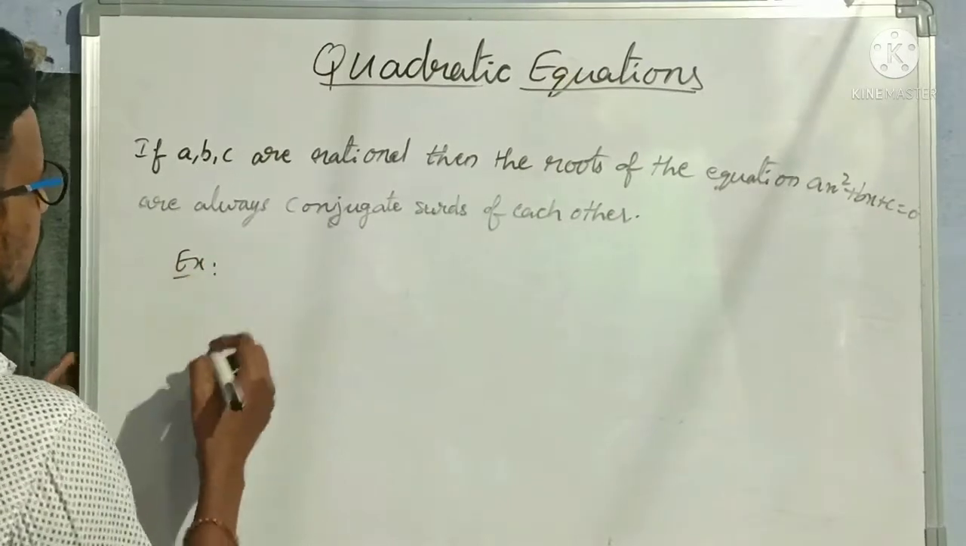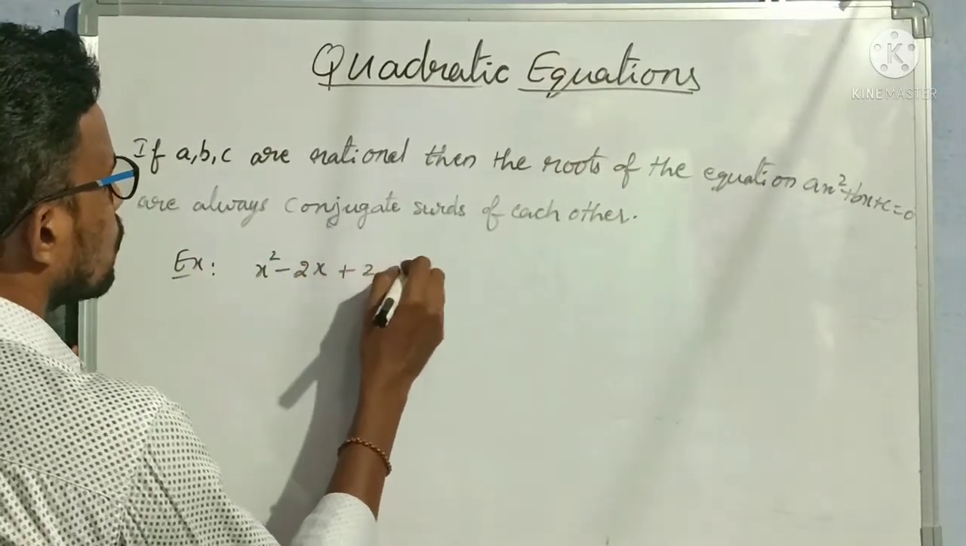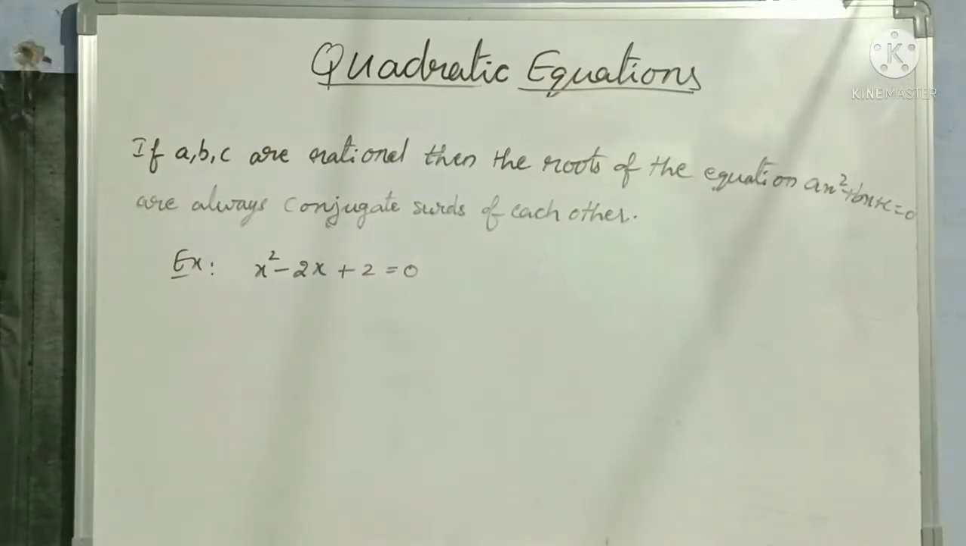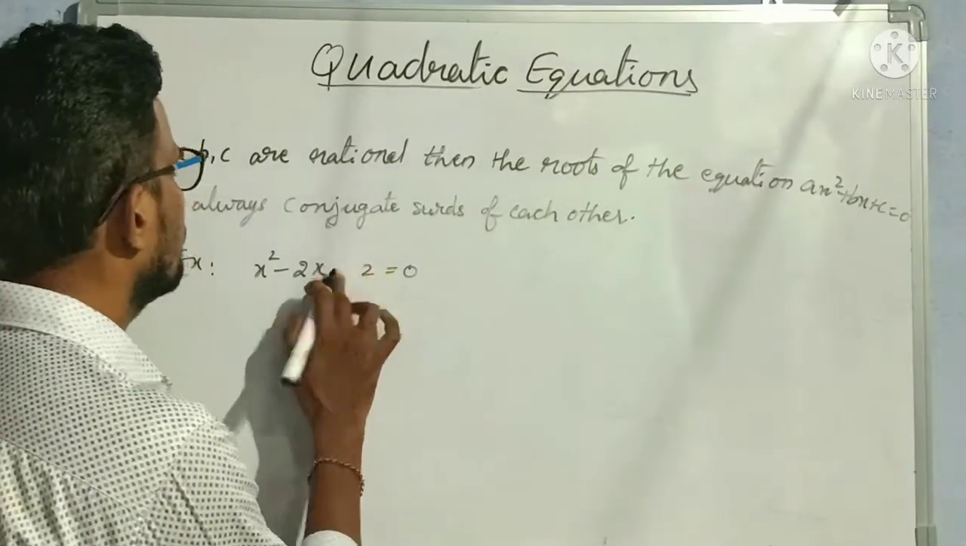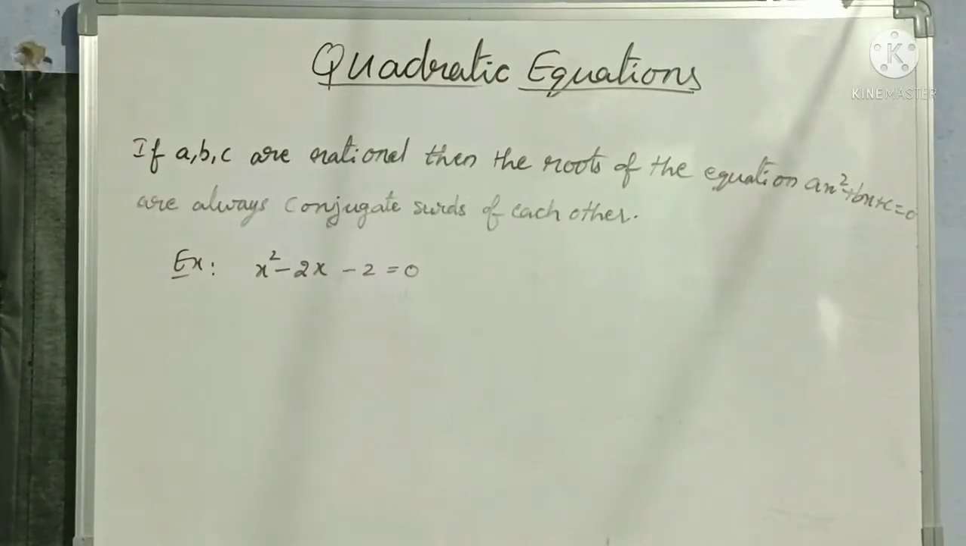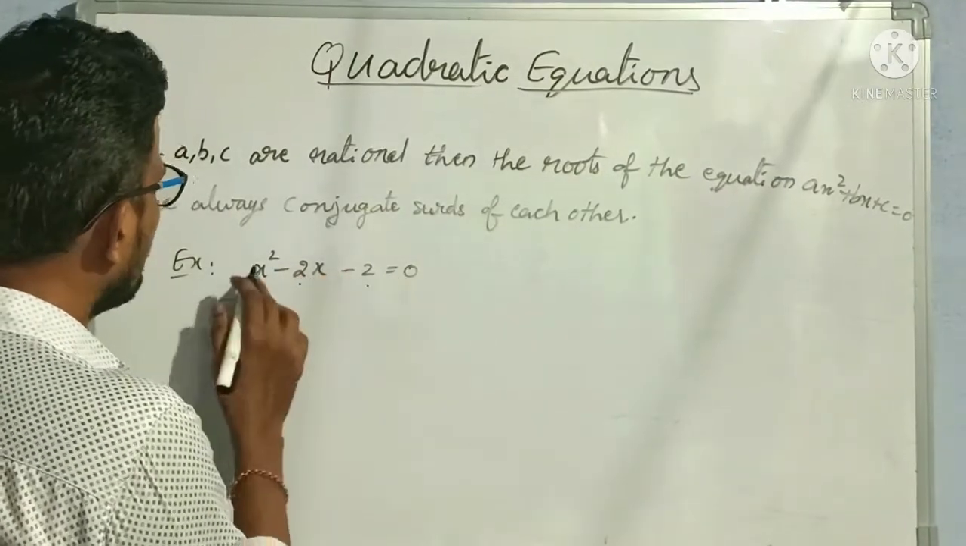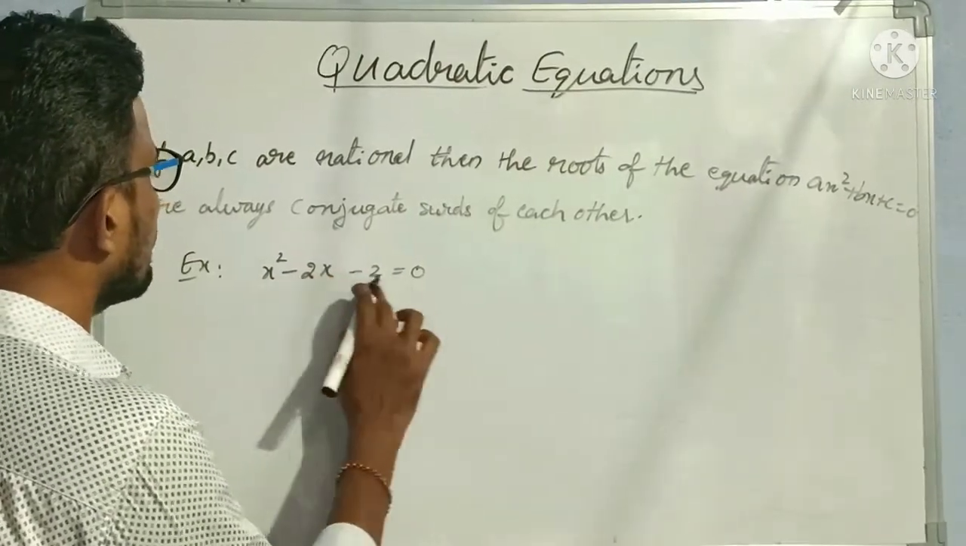Example: x square minus 2x plus 2 is equal to 0. If not that, let us take x square minus 2x minus 2 is equal to 0. And we know that here 1 is a rational number, minus 2 is a rational number, and minus 2 is also a rational number. So a, b, c are rational numbers here.